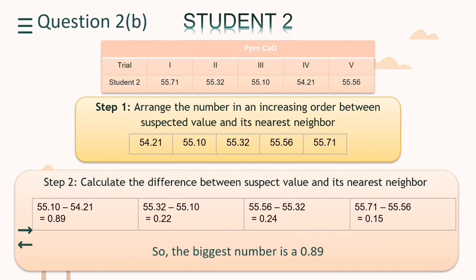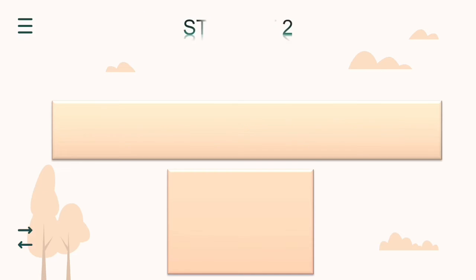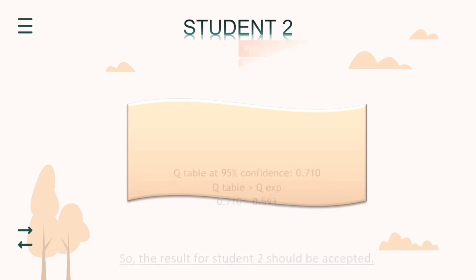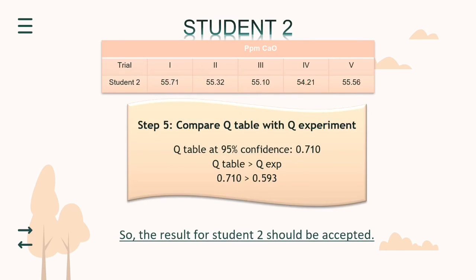Next, we will proceed with student 2. We have to calculate the difference between the suspected value and its nearest neighbor, and we will get the biggest number of 0.89. Next, we have to calculate the range difference between the highest and the lowest, and we will get 1.5. Lastly, the result of student 2 is 0.593, which is smaller than 0.710. This shows that the Q table is higher than the Q experiment, so the result for student 2 should be accepted.